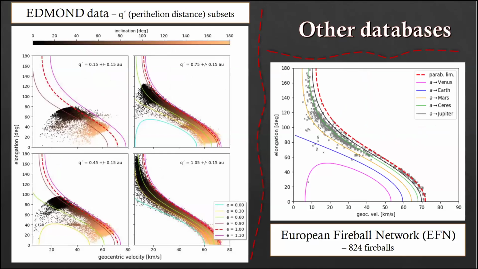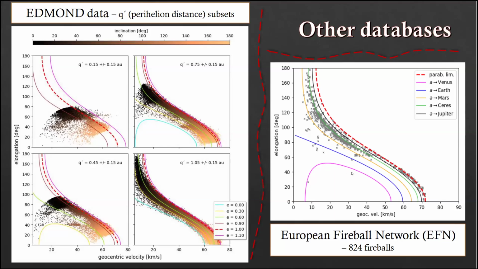And just to look at a few more databases, on the left we have the Edmond database, and I've just picked a subset of the database to see a little bit the relation between different parameters and how they are visualized on the graph. So you can see the tricky ones are these with lower perihelion distances. And on the right, there is the example of data from the European Fireball Network.